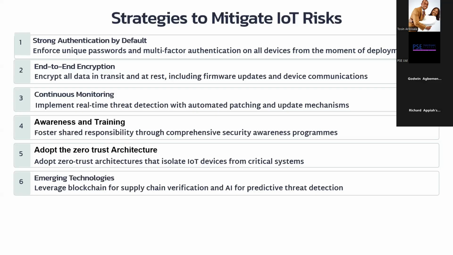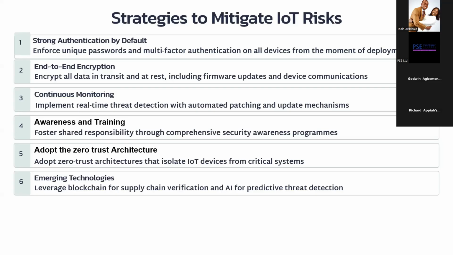And also ensure end-to-end encryption, where we encrypt all data in transit and at rest, including firmware updates and device communications. So whatever data that we send, whether at rest or in transit, we need to make sure we've encrypted it with some level of key encryption on all our systems or all our data that we send out.